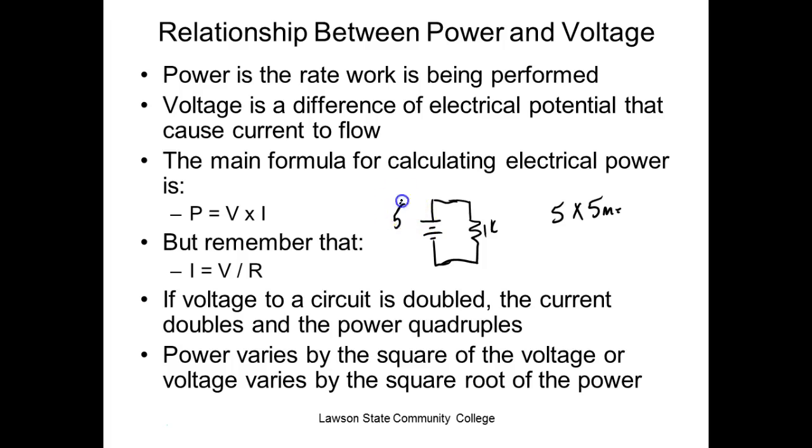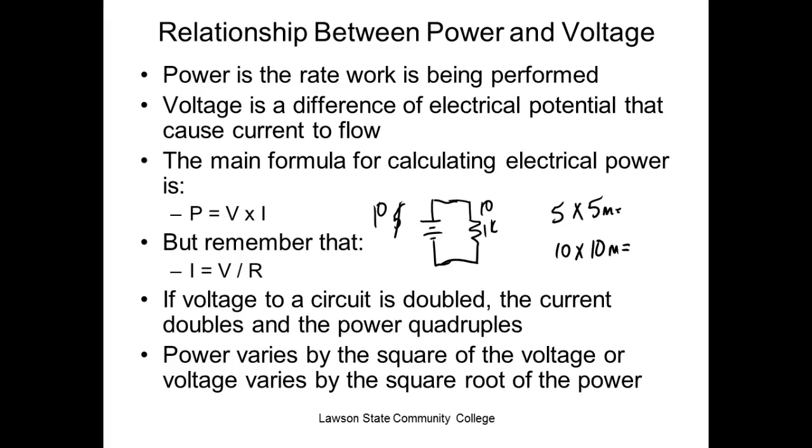Okay, now I'm not changing the circuit. I'm going to go to 10 volts. Well, if I go to 10 volts, there's 10 volts across that resistor. So now I've got 10 times 10 milli, and what happened to my power? Quadruples. It quadruples. So power in a circuit varies with the square of the voltage. If I drop down to 2.5, it drops down to 1/4. It doesn't double, it quadruples.